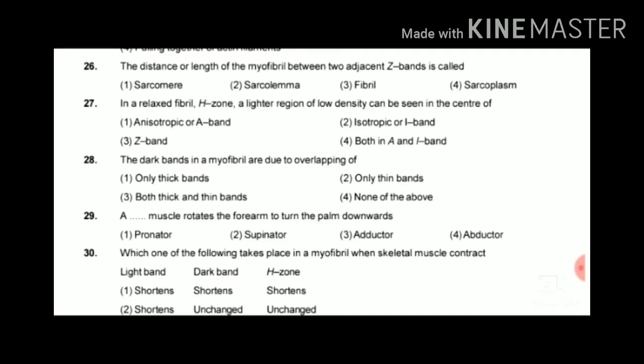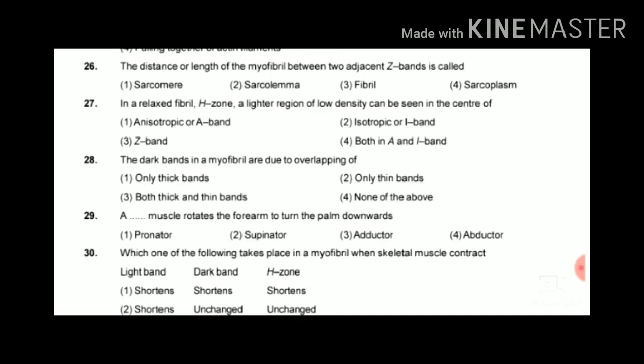Next is question number 28. The dark bands in a myofibril are due to overlapping of: number 1, only thick bands, number 2, only thin bands, number 3, both thick and thin bands, number 4, none of above. And the answer is option number 3, both thick and thin bands. Overlapping is because of both thick and thin bands.